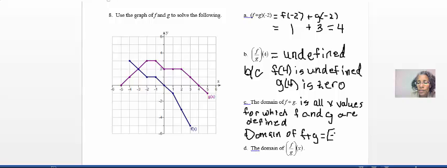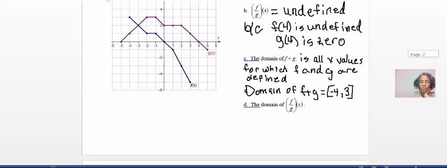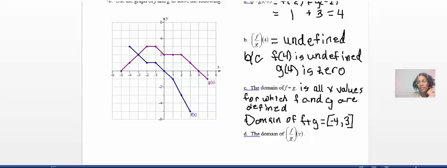So it is the interval from negative 4 to 3, including negative 4 and 3. So this is an interval. And notice both sets have to be defined in order for the sum to be defined. So it turns out the domain of g contains more x values than the domain of f, and every value in the domain of f is in the domain of g. So the intersection is the smaller set, which is contained in the bigger set.